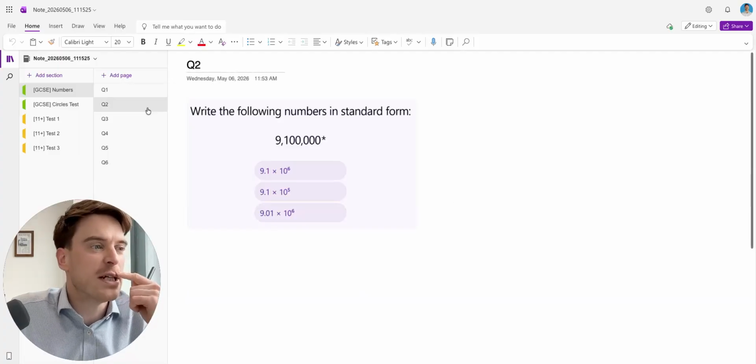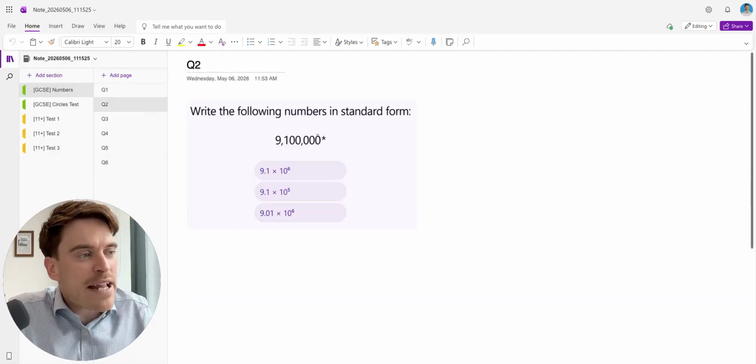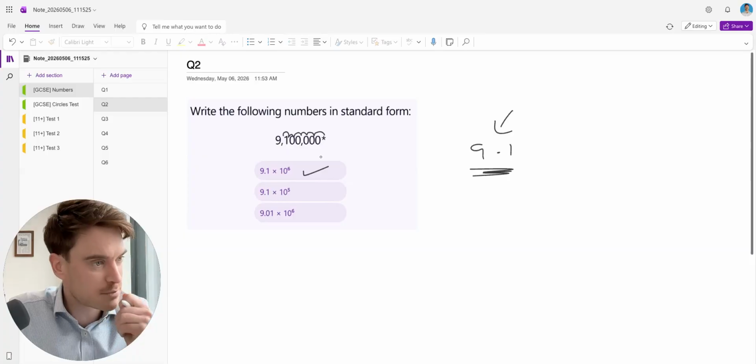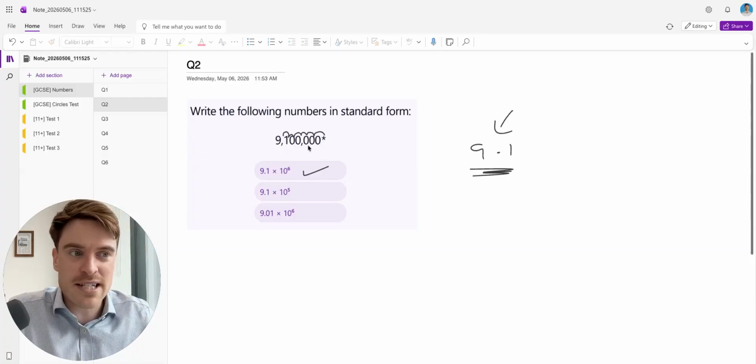Keep the ball moving. Write the following number in standard form. How many jumps you got to do? So you're going to go 1, 2, 3, 4, 5, 6. 6 jumps, and you want to bring it just before the 9. See that? I want to bring it just before that one. That's where I'm going to bring it. And you did 6 jumps. So this is actually the answer. Okay. Nice and easy. Makes sense. That's following numbers in standard form.